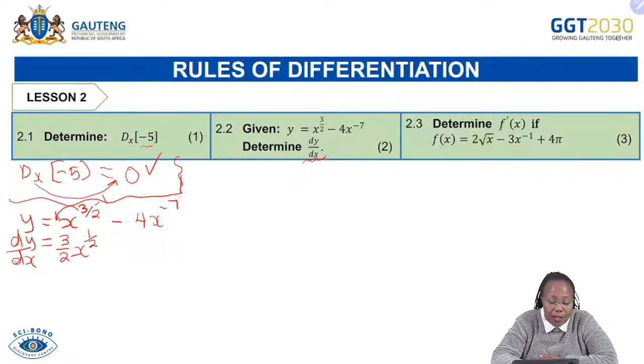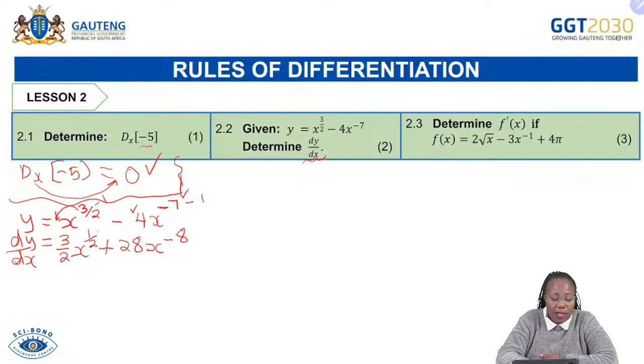For the second one, it is minus 7 times minus 4. It will be positive 28. And then we have x. From minus 7, we minus 1. This will be minus 8. Then that is your answer, grade 12, right? The first mark will be for the first derivative, second mark for the second derivative, and then we stop there.